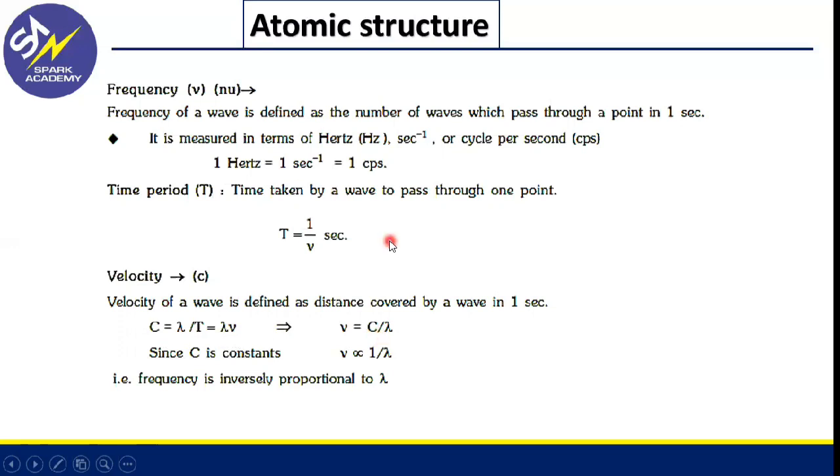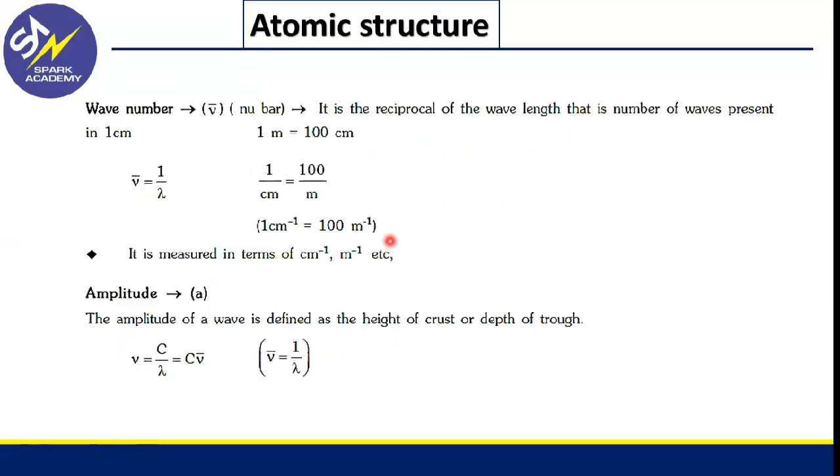So always, if there is more frequency, that means less lambda, less wavelength. Next, wave number. Wave number is just the reciprocal of wavelength. It is not frequency. It is just the reciprocal of wavelength. So that is wave number, which is represented by nu bar.